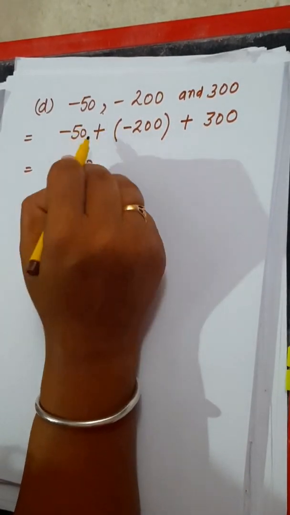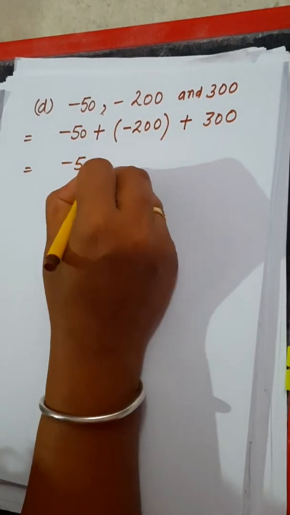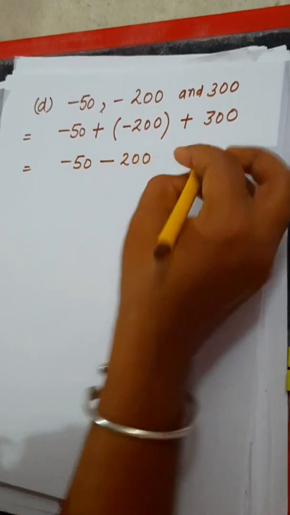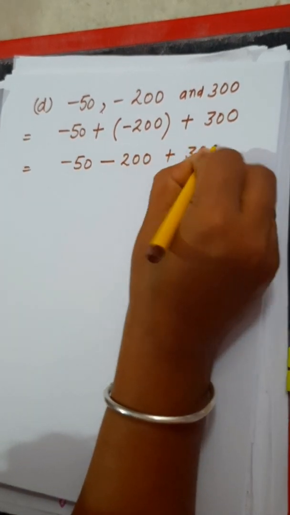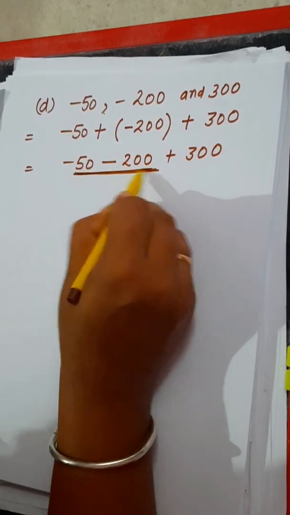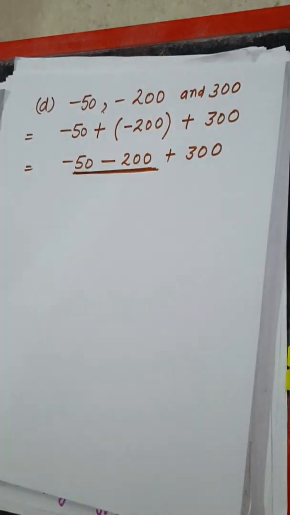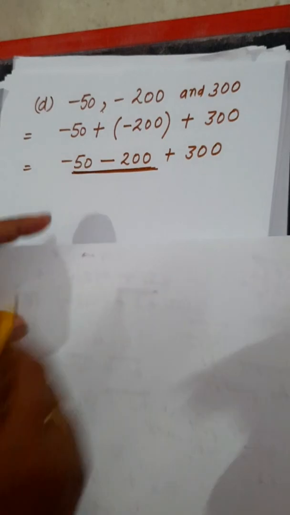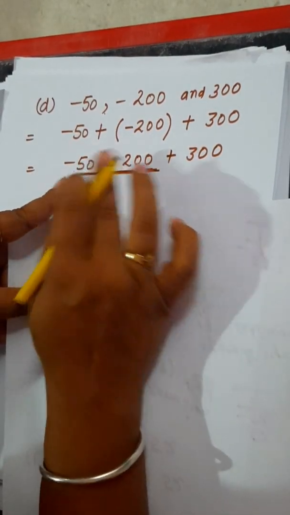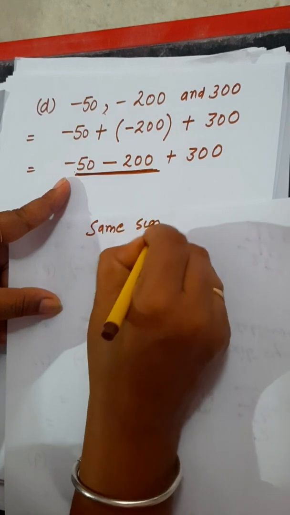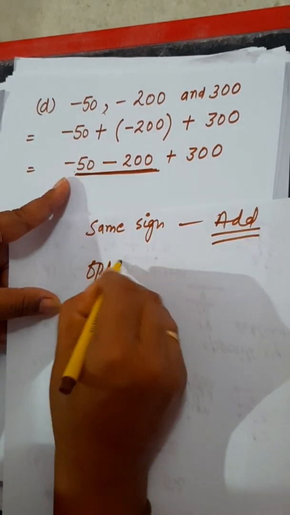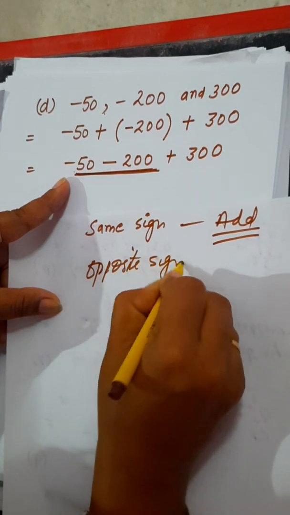Plus minus, opposite sign, I will use the sign of minus. Plus minus, minus 200 plus 300. So let's solve these two values first. As we know that they have same sign, negative, negative. Whenever you have same sign, add. Whenever you have opposite sign, subtract.